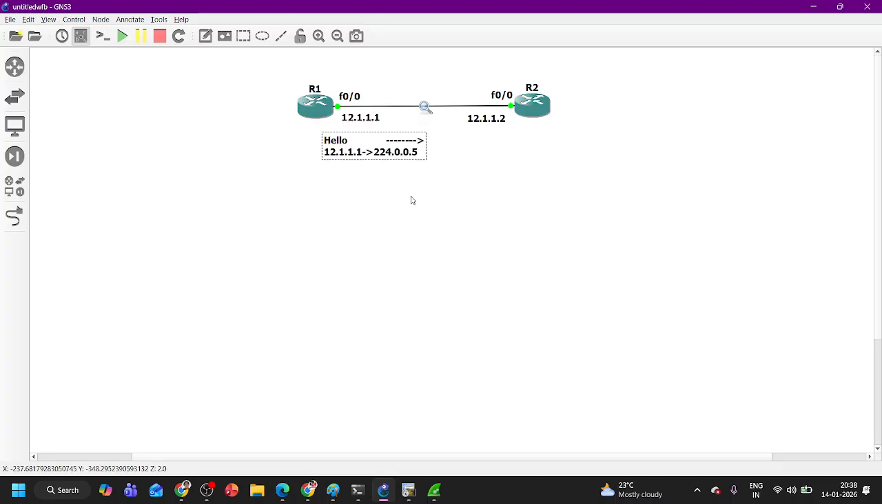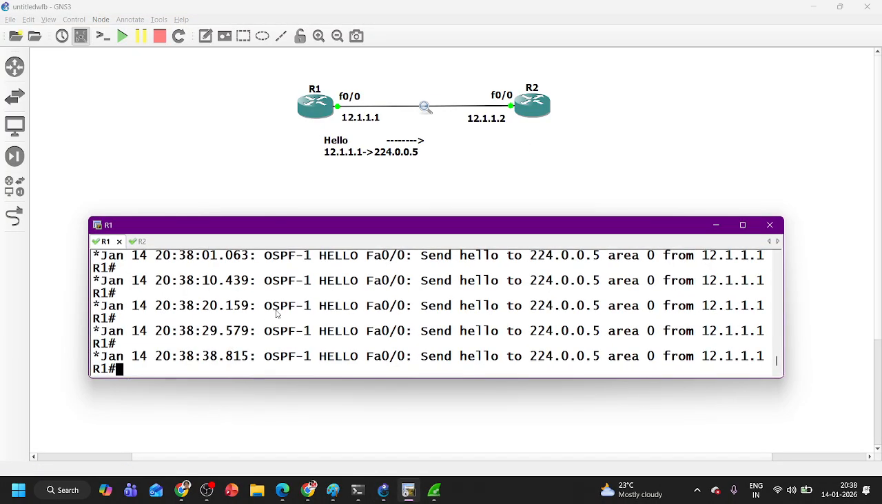R2 is rejecting this hello message. Why is R2 rejecting it? It is not sending to 224.0.0.6. Wait. Router 2 is discarding it. Why? Because Router 2 has not joined that multicast group. That's why Router 2 is discarding this hello message. As soon as I enable OSPF on Router 2 also, it will join that multicast group, then it will accept this hello message and Router 2 will also generate its hello message.